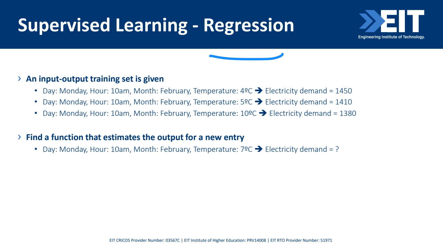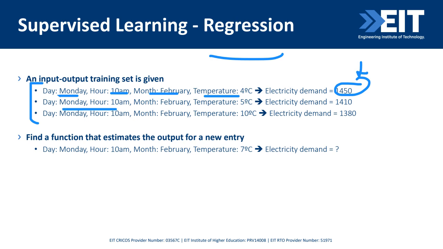For example, if I want to predict electricity demand in a certain city or neighborhood, well, this is a problem where I would call it a regression. So the way we'll do it, we can apply supervised learning, provide sufficient data where we have the input here. So the input is day, hour, month, temperature. The output is electricity consumption.